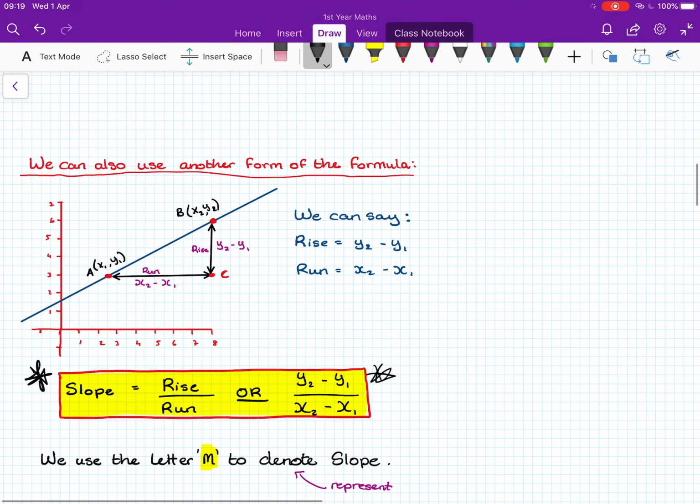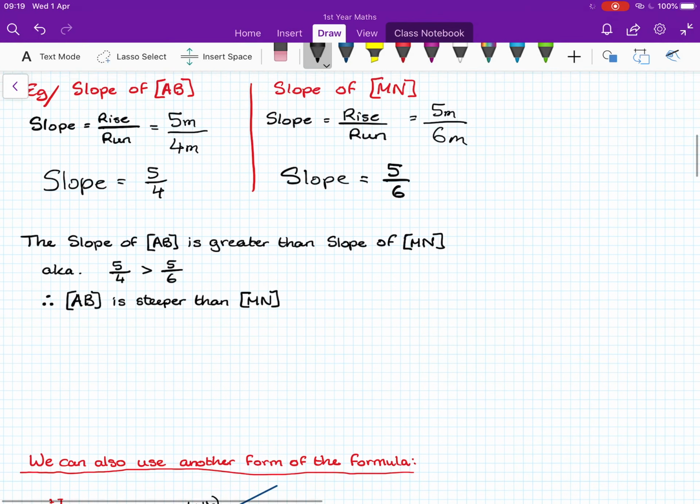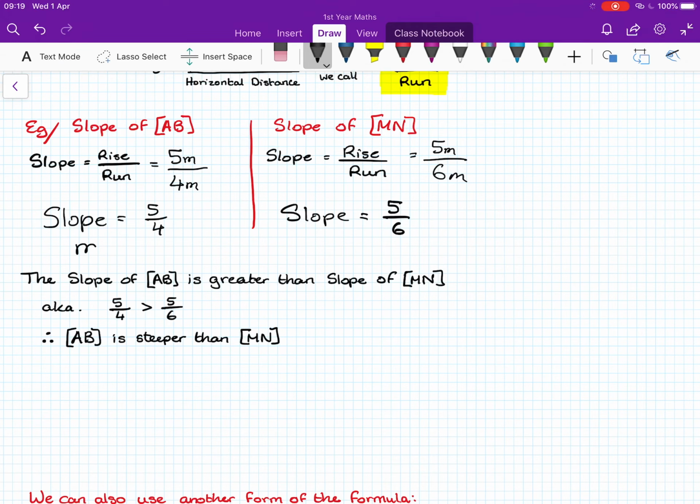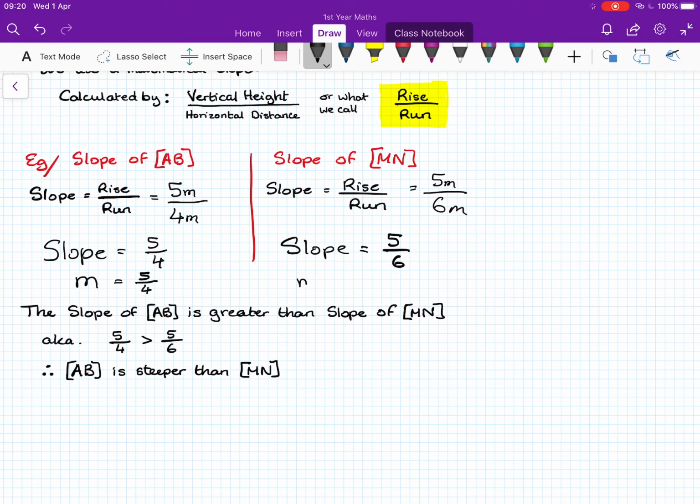Now, something else that would probably be a good idea to know is we use the letter M to represent slope. Like when we were talking about it in our algebra, where we have letters that represent things, we always use M to represent slope. So I would say M is equal to 5 over 4 for AB. Always M. So I would also say, in that case, that M is equal to 5 over 6 for the line of MN.